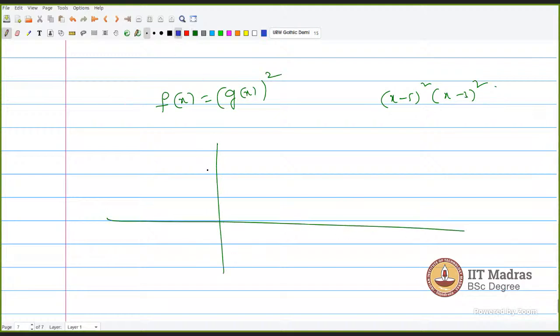Sir, in question number 12, sir, how do we calculate height? Okay, let me complete this.